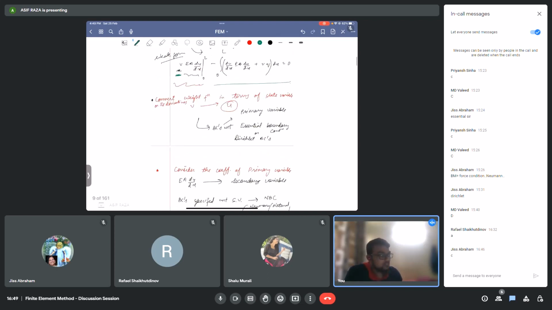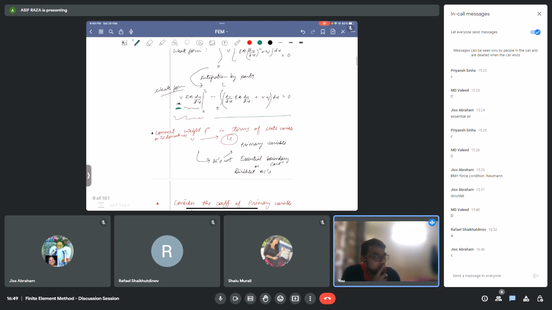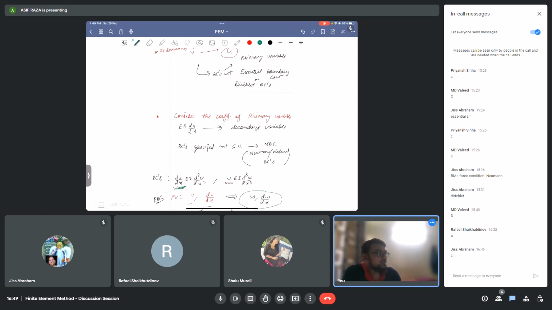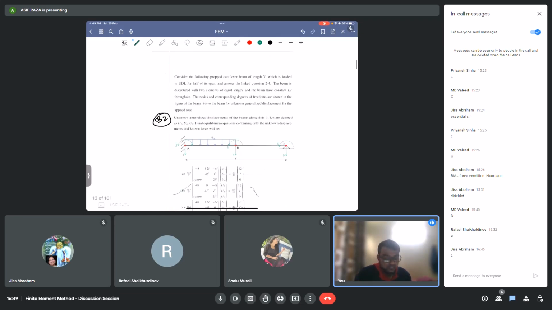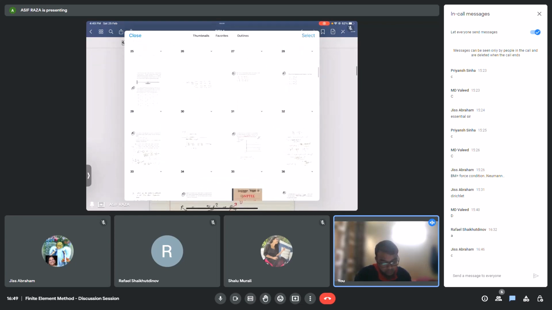Now when we consider the coefficients of these primary variables in the boundary terms, like in this case it was EA du/dx, these are my secondary variables. The boundary condition specified with respect to a secondary variable is called the natural boundary condition. So in the beam problem we have shear force and bending moment as our secondary variables. I hope that gives a gist of what I was trying to ask.